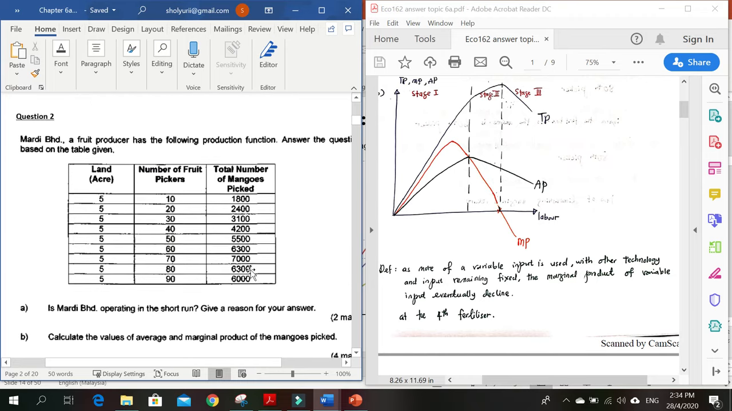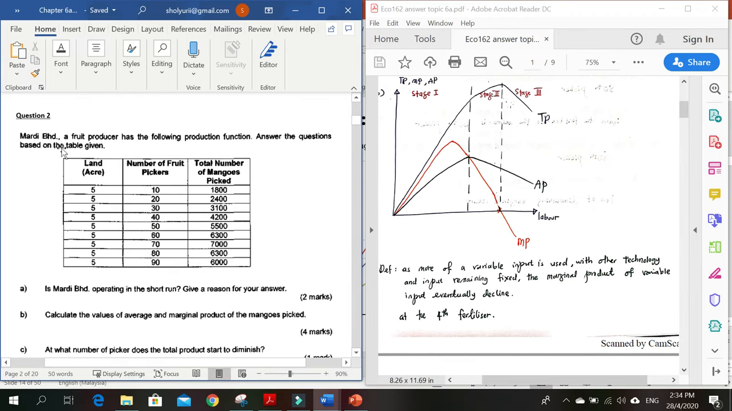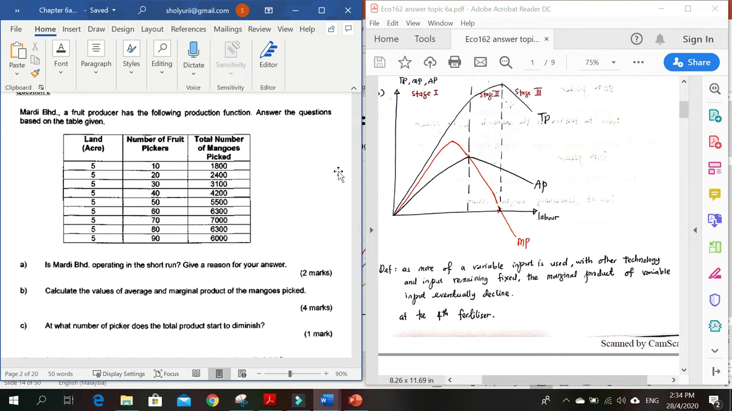Okay? For example, question 2. Question 2. Mardi produce the following production function. Answer the question based on the table given. So, in this case, dia ada bagi one fixed input. Kenapa saya tahu one fixed input? Look at the value. It's consistent, constant. So, length is the fixed input. And number of fruit pickers. And the value is variable. Keep changing. 10, 20. Tapi dia tak naik satu-satu. Dia naik 10, 10, 10. Naik by 10. Okay. So, this one is the variable input. Fruit pickers is the label. Okay. And total number of mangoes picked. This one is the total product.